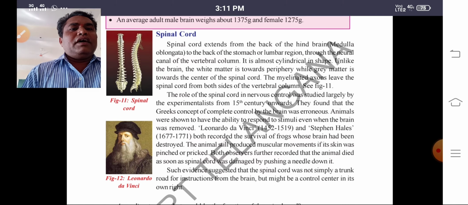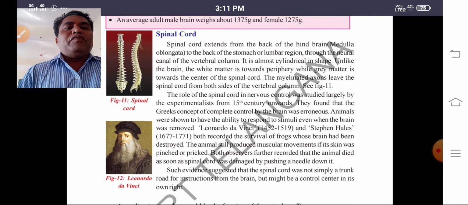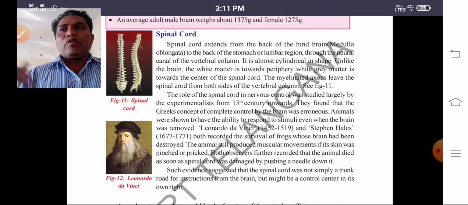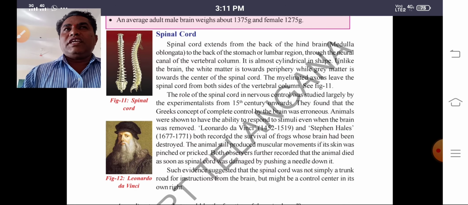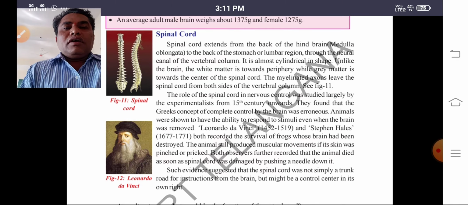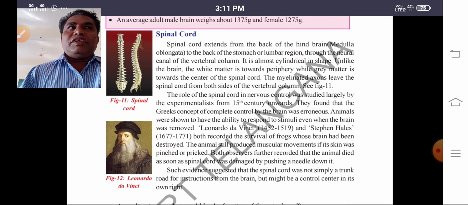Towards the center of the spinal cord, the myelinated axons leave the spinal cord from both sides of the vertebral column. The role of the spinal cord in nervous control was studied largely through experiments from the 15th century onwards. We already know that from the 5th to the 15th century it was a dark age. Why? Because no scientist came forward and no new things were identified. There were no contributions and no discoveries.